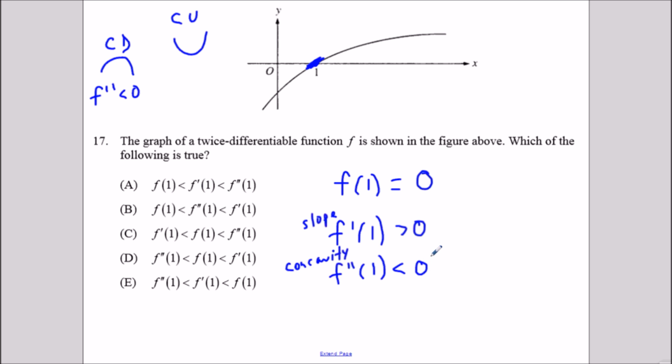So if we put these in order, the negative is the smallest, which is the second derivative. 0 is in the middle, so that's just the function, f of 1, which is 0. And the positive value is the greatest, so that one's going to go all the way to the right. So we should have f double prime, f, and then f prime, which is going to be choice D here.